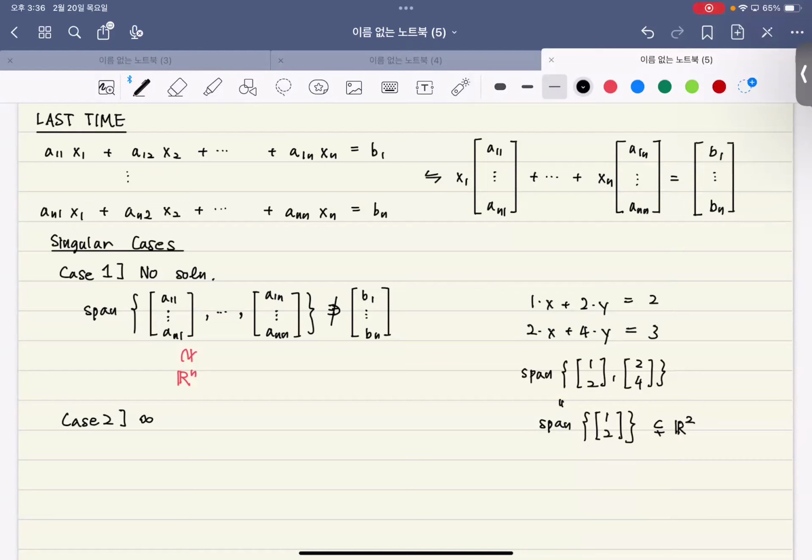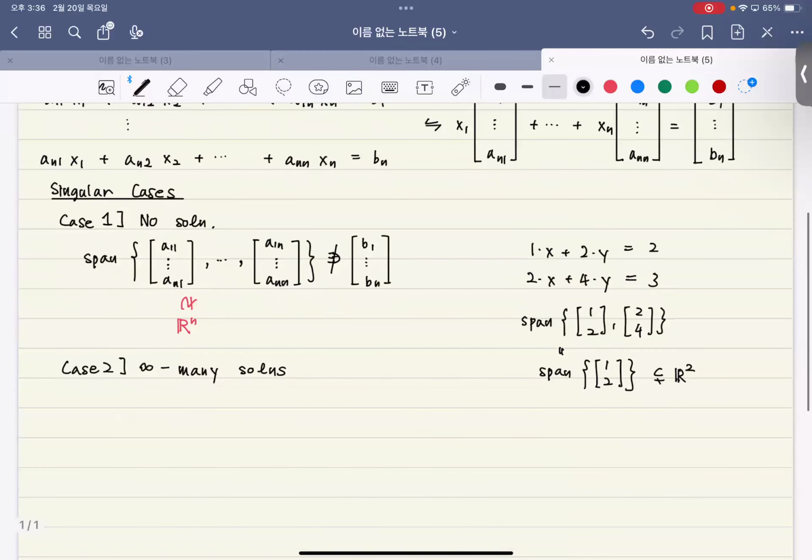Now, the second singular case is that sometimes you have a system that has infinitely many solutions. I will give you an example. 2, 3w, 3u, v, 4w.